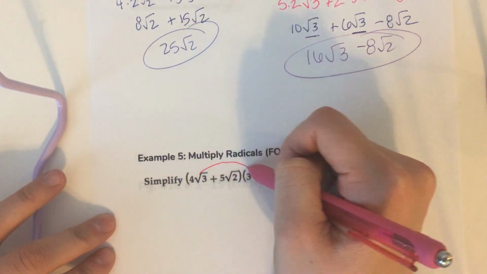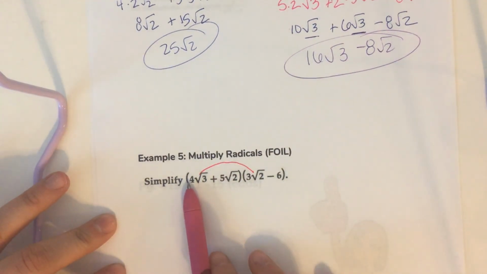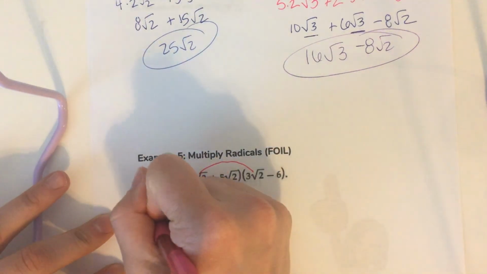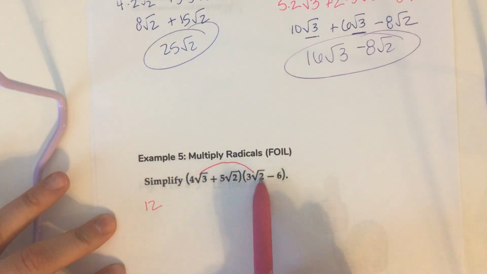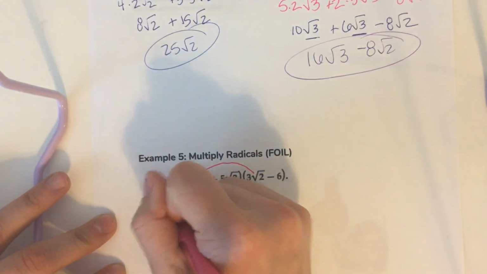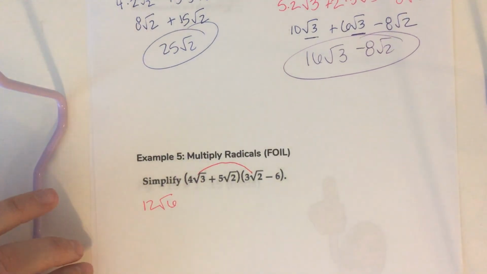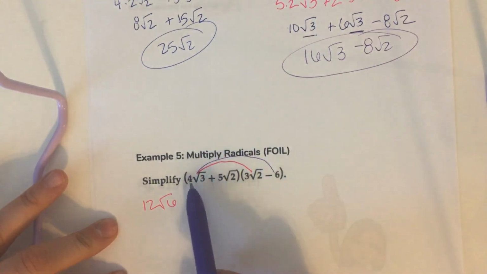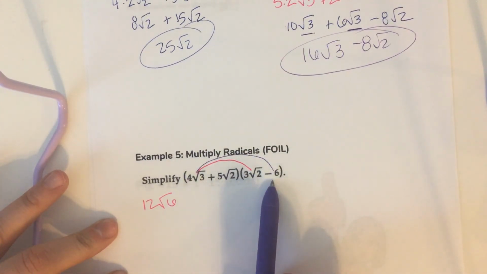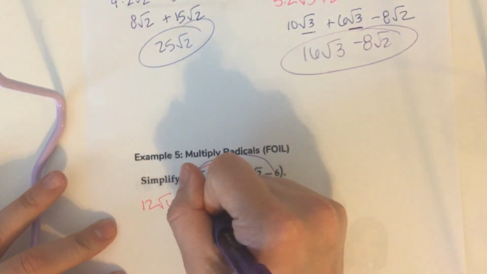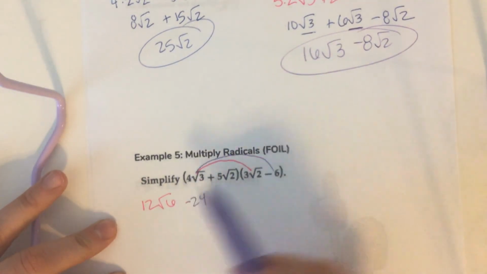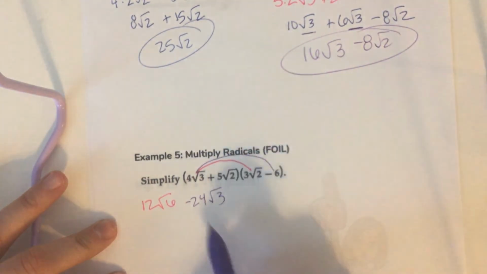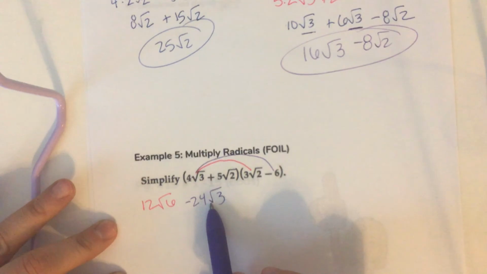So if I multiply my first here, I have 4 times 3 is 12. Square root of 3 times the square root of 2 is going to be the square root of 6. Remember, we just multiply the insides together. My outsides here in purple, 4 times negative 6 is negative 24 times the square root of 3. Still have nothing to combine with that, so it just stays attached there.